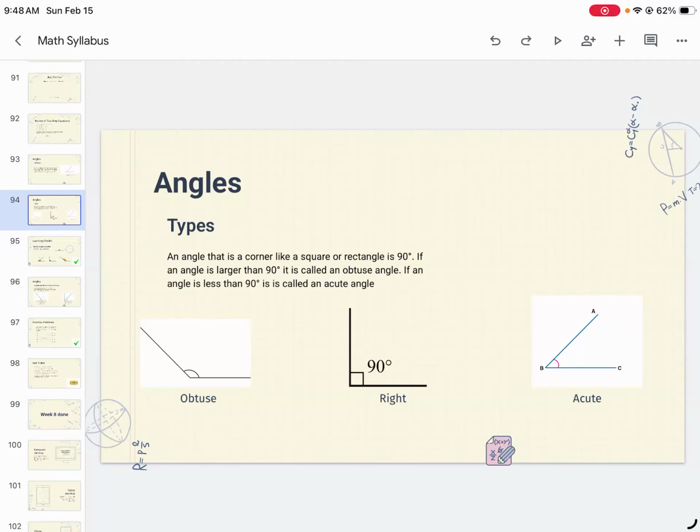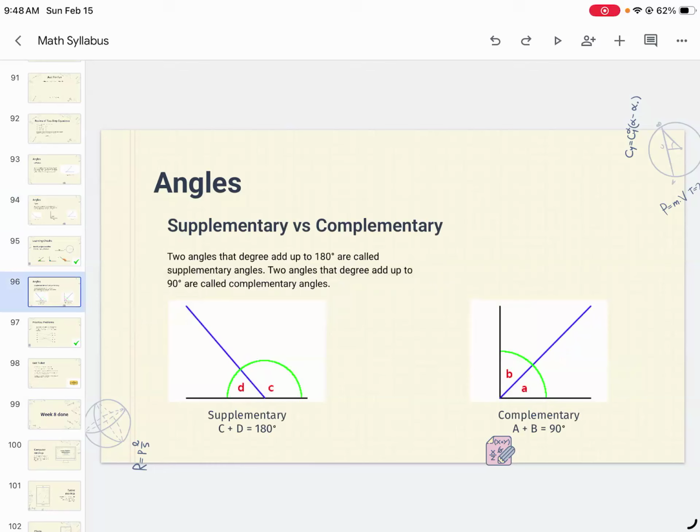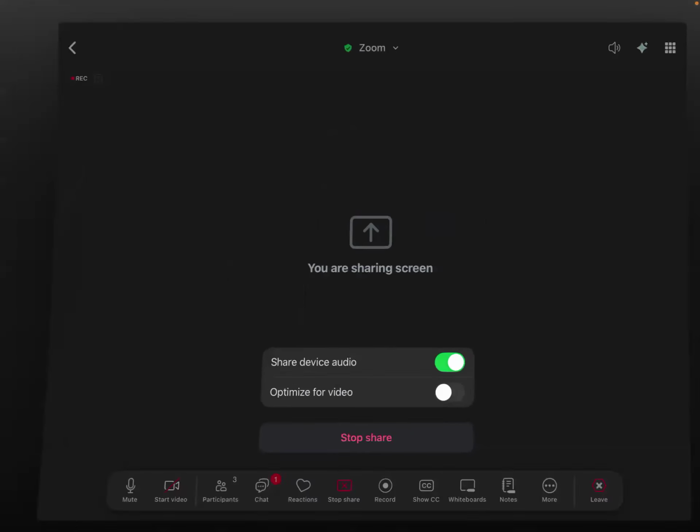And then the next important thing to remember is supplementary versus complementary. Supplementary angles added up equal 180 degrees, and complementary angles added up equal 90 degrees. So that is it for this lesson.